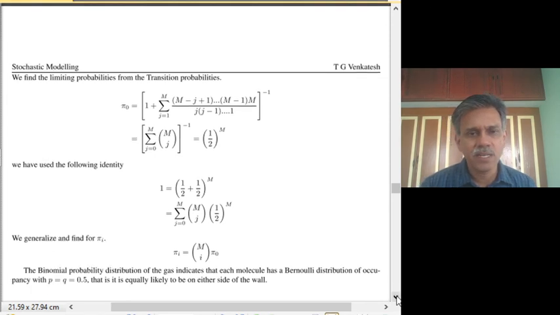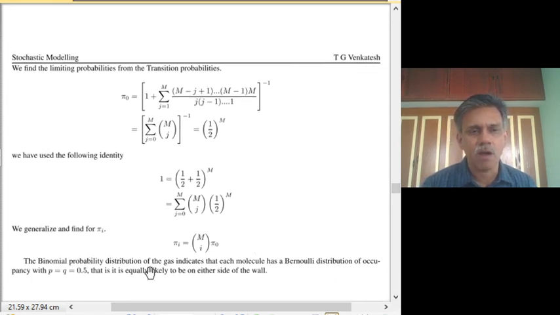So it is clear that the probability of a given molecule occupying one side or the other is a Bernoulli process with probability 1/2 on one side and 1/2 on the other side, which means that it is equally likely to be on either side of the wall. Okay, so this is how the equilibrium is being reached. So we have of course arrived at something which is very intuitive, but using our well-known mathematical formulation of the discrete time Markov chain. Thank you.